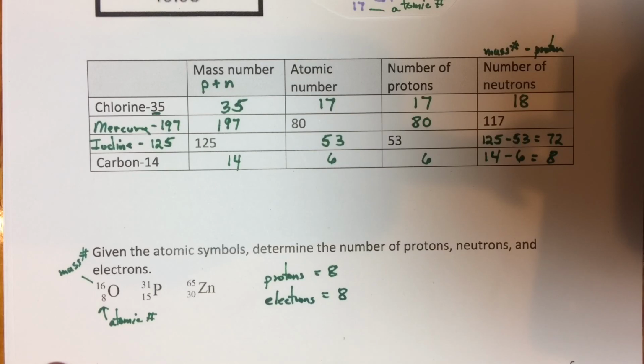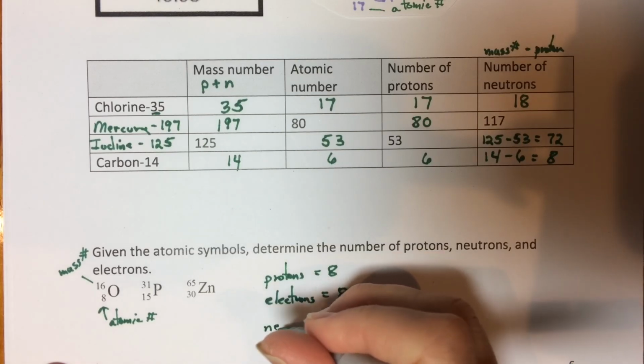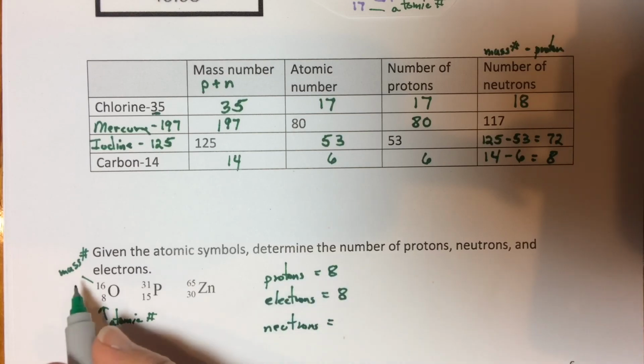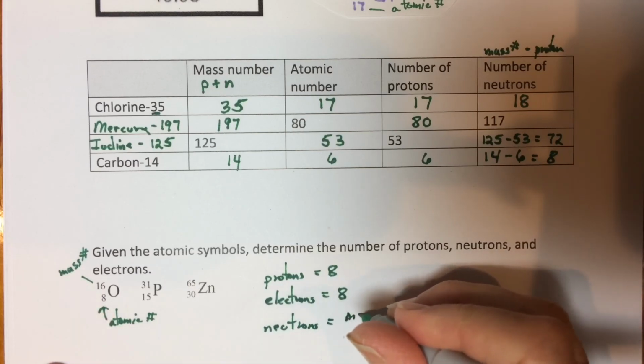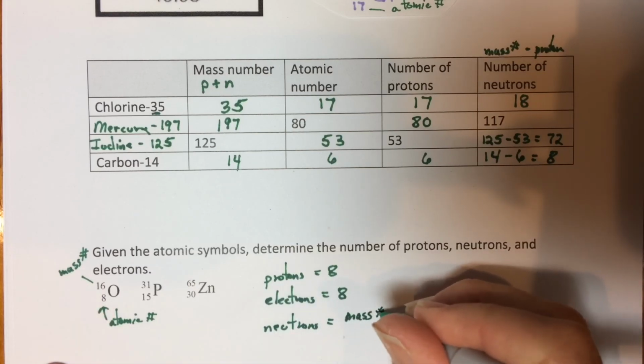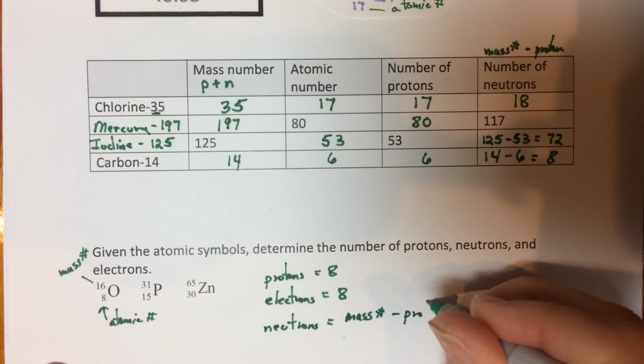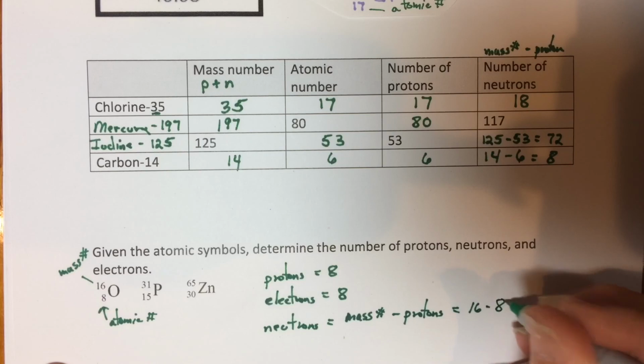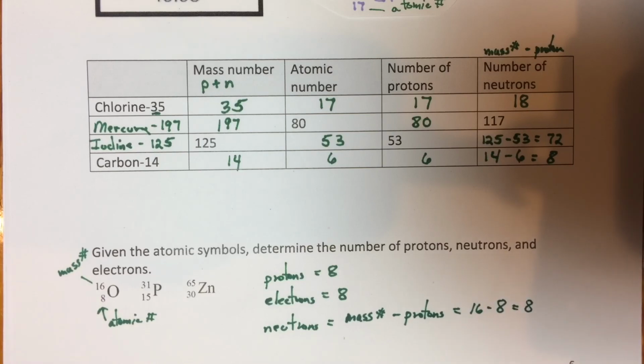The number of neutrons is going to be equal to the mass number minus the number of protons. So 16 minus 8 will give us 8. So it's 8, 8, 8.